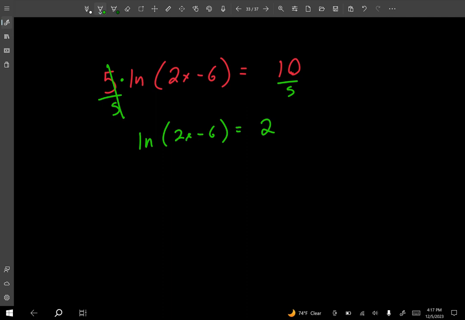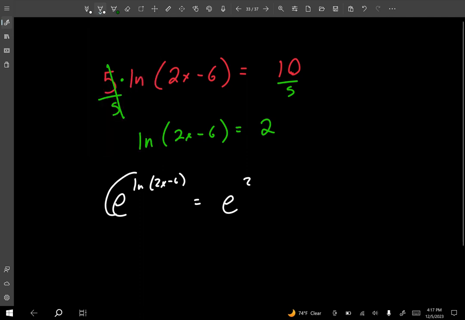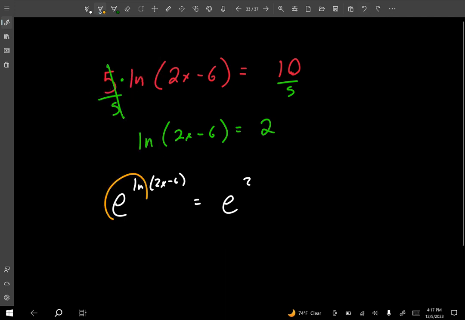And now I'm going to make both of those the exponents in my equation here, e to the 2. What is e squared? I have no idea, and I do not care, because I'm just going to leave it alone. Let's do different colors. Let's use this one. So this is going to go away. I'm left with 2x minus 6 equals e squared.